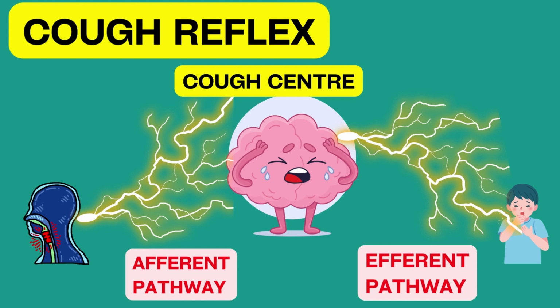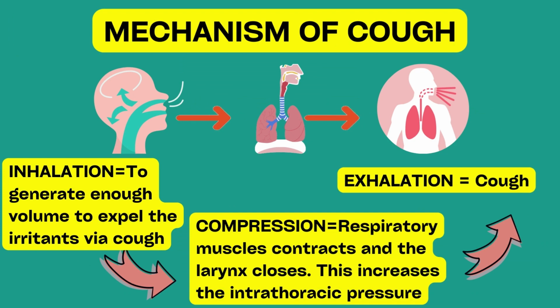The cough center then sends the impulse via the efferent pathway, like the vagus, phrenic, and spinal motor neurons. These motor neurons carry cough center impulses to the diaphragm, abdominal wall, and muscles. These muscles then act in such a way to make cough possible. Now, we have understood the cough reflex, it is time to understand the mechanism of the action of cough itself.